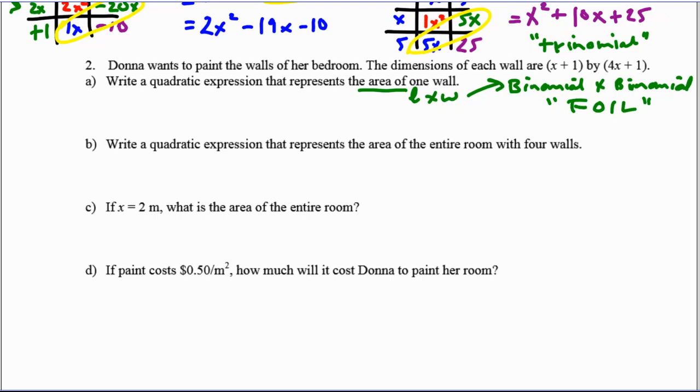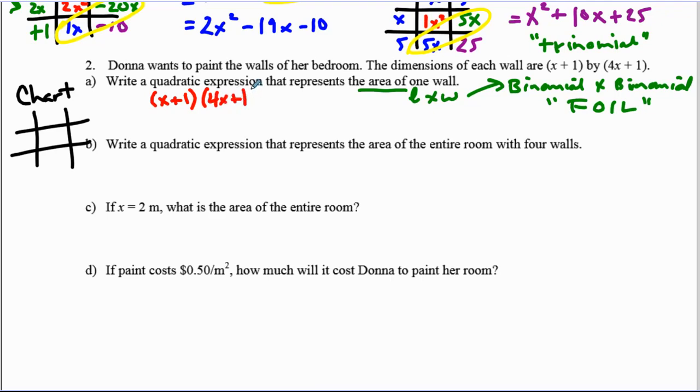So again, you can do FOIL. I'll do it both ways. So let's say I want to use a chart, or I want to use FOIL. I might as well show you both ways, and you can start deciding which way you like the best. Okay, so our expression is x plus 1 times 4x plus 1.